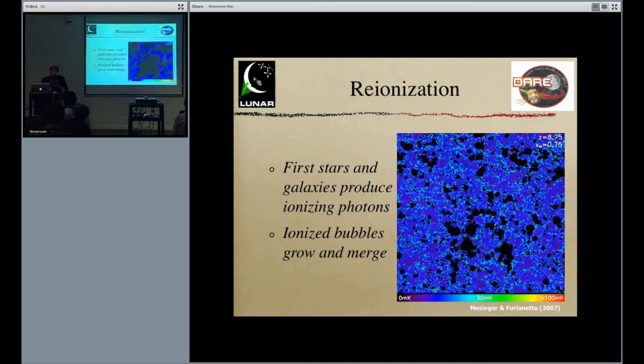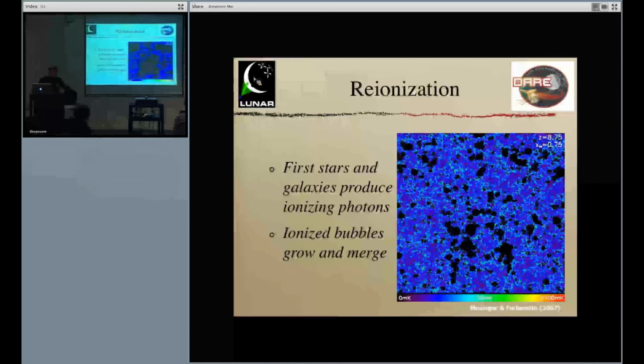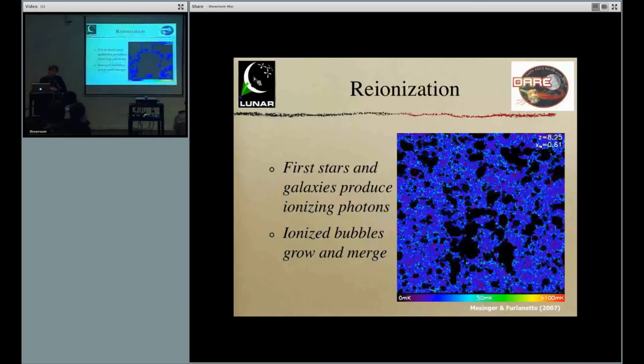Okay, once those black holes and stars are in place, they also produce photons that ionize neutral hydrogen. And when you ionize the hydrogen, you strip off the electron and you get no more spin flip background. So this is a very important phase transition in the history of the universe for understanding subsequent generations of star formation. And it's kind of what we think of as the end of this cosmic dawn.